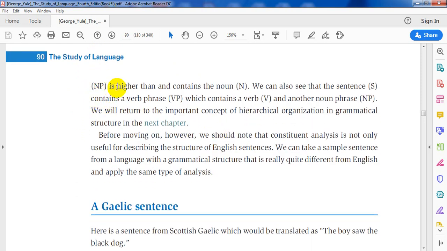As you can see, the noun phrase is higher than and contains the noun. We can also see that the sentence contains a verb phrase, which contains the verb and another noun phrase. In the next chapter, that is syntax, we'll go deep into the deep structure of those noun phrases, and we will have a look at those constituents and why they are connected in a more appropriate way in English.